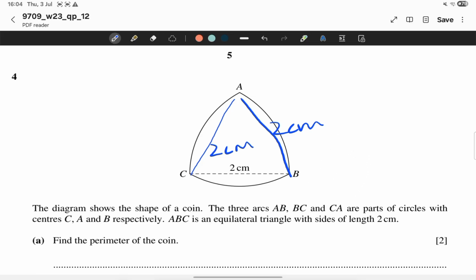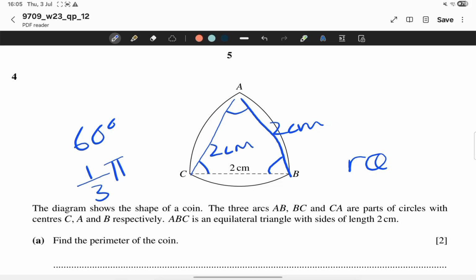So we're going to calculate the length of each one of these arcs, CA, AB, and BC. And we know for arc length it's r theta. Right? And if this is an equilateral triangle, it means each angle will be 60 degrees. But in radians, that will be a third pi. So each one of these angles is a third pi. And the value for r that we're going to be using will be these 2 centimeters.